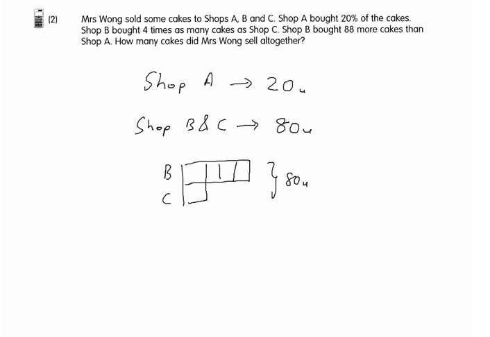So how many units is one box here? 16 units, right? Correct? So I can find out my Shop B. It will be 16 units times 4 equals to 64 units. And my Shop C will be 16 units, right? Yes? So I have 3 pieces of information, very important. My A, my B, and my C.